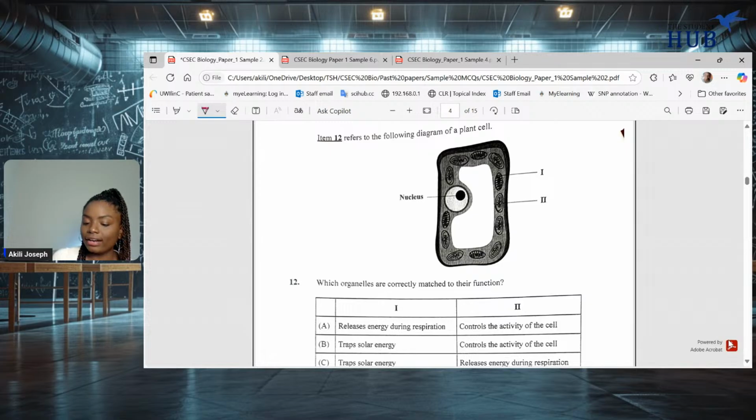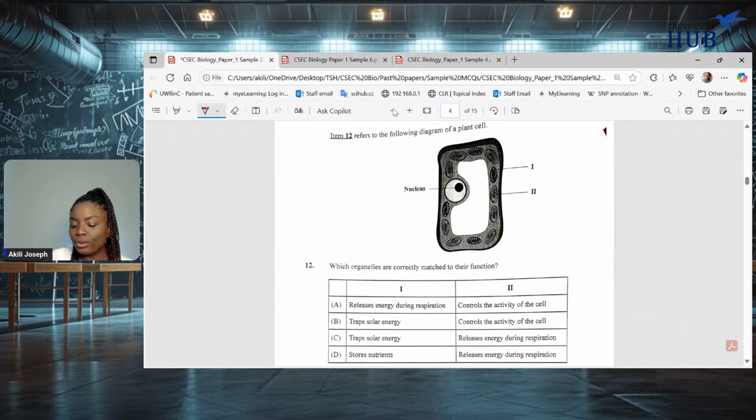Item 12 refers to the following diagram of a plant cell. Which organelles are correctly matched to their function? So look at the cell and tell me what you think the best answer is here. So you have 1 and 2 organelle, 1 and 2, and which one is it releasing energy from respiration, controlling the activity of the cell, traps solar energy, stores nutrients? Those are the different options that you have there.